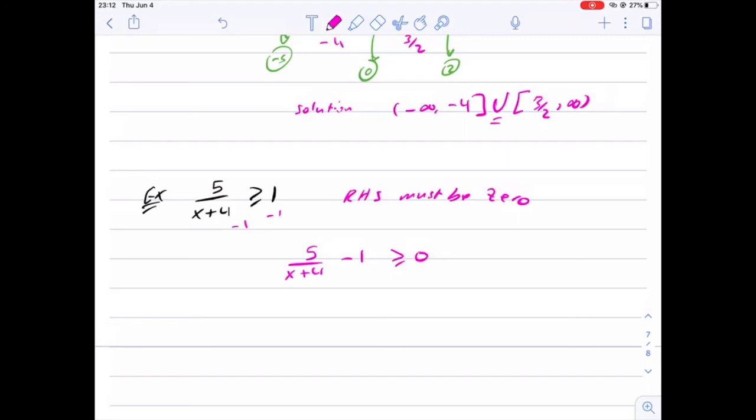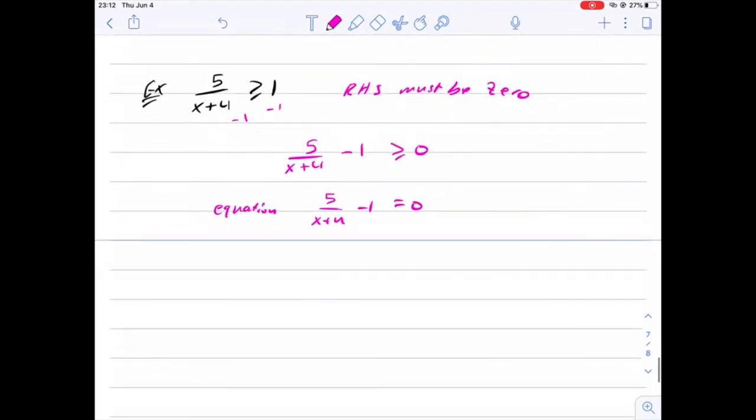We can convert this into an equation, so we write 5 over x plus 4 minus 1 equal to 0. We convert it into an equation. Then we get a common denominator.